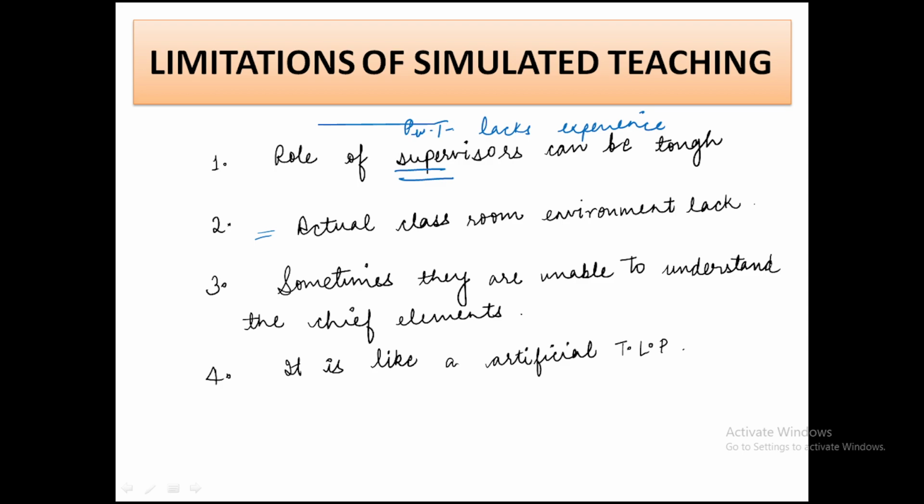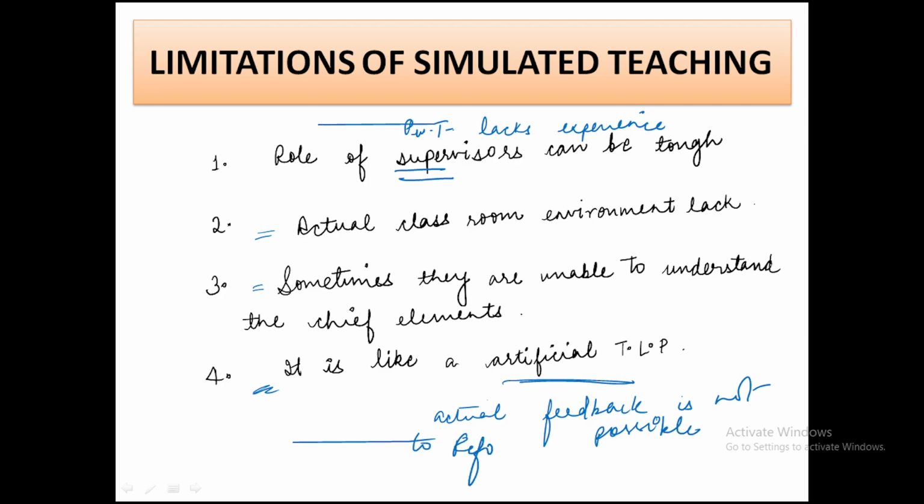Next, sometimes the students are not able to understand the chief elements of simulated teaching, that they have to first diagnose, then prescribe, and then evaluate. They do everything as a teacher comes into the class and does, but they are unable to understand the chief elements of simulated teaching. And fourth, an important one also, it is an artificial teaching learning process. So actual feedback is not possible to reform practices. Okay, so these are the limitations of simulated teaching.